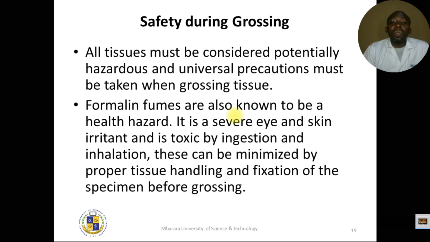Number 2, formalin fumes are also known to be health hazards, and formalin is a severe eye and skin irritant and is toxic by ingestion and inhalation.